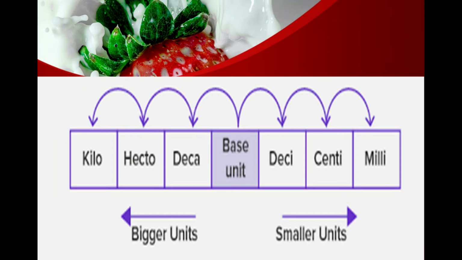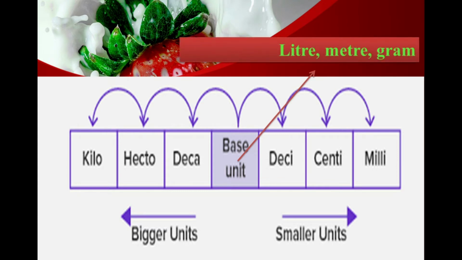Okay. The bigger units are to the left of the base unit and the smaller units are to the right of the base unit. What is the base unit here? I have just taught you some of the base units. Let the base unit be liter, meter or gram. Okay. Now, kilo, hecto, deca are the larger units than the base unit. Deci, centi, milli are smaller units than the base unit.